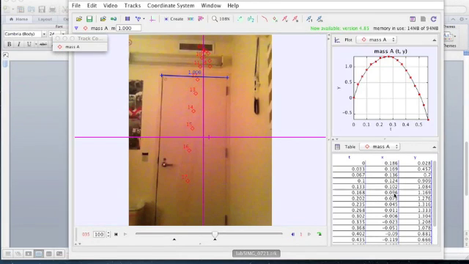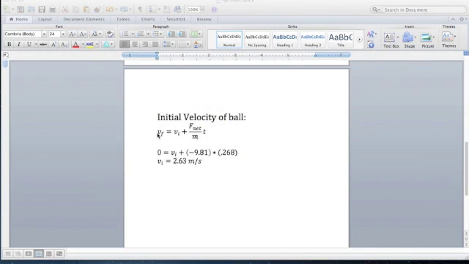We are also given a table over to the right of the ball's time and then its x and y position through its trajectory. We can use these to calculate the initial velocity with which the ball was thrown upwards. We know that final velocity is equal to initial velocity plus acceleration times t.